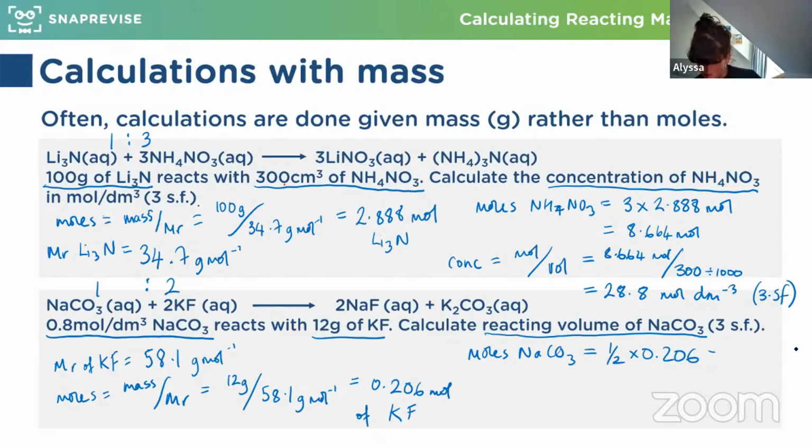0.103. That's our moles of sodium carbonate. And then our volume, again, we're going to need to rearrange the equation. So volume equals moles divided by concentration, as long as we are paying attention to what our units are. So here our concentration is given in moles per decimeter cubed. So because our concentration is given in moles per decimeter cubed, we don't actually need to do the 1,000.